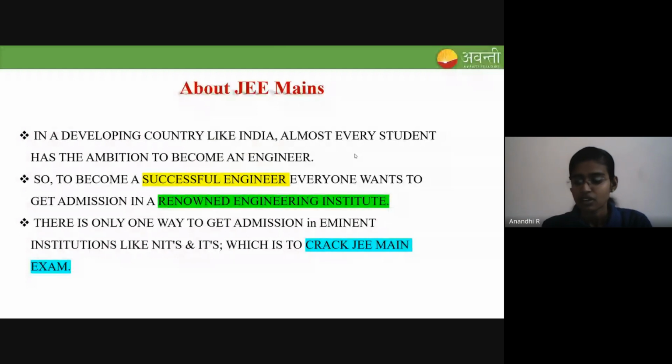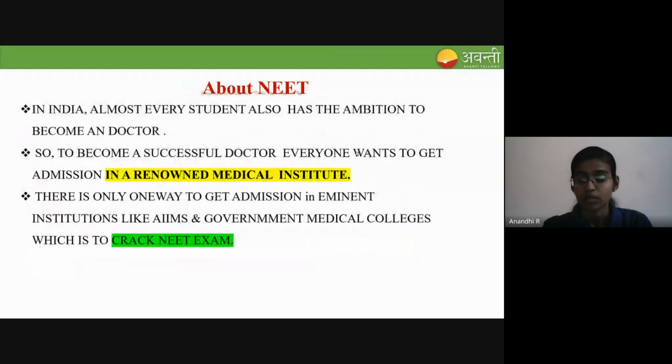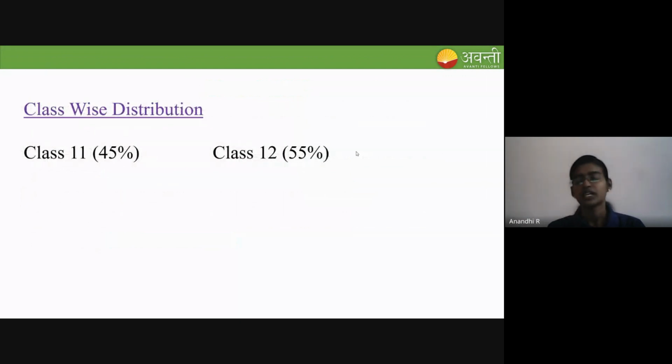Got it? And about NEET, most students in India also have an ambition to become a doctor. To get admission in an eminent institution like AIIMS and some government medical colleges, you have to crack the NEET exam. So these two are the criteria for a student to get into a renowned medical or engineering institution. Here we are going to discuss the JEE Mains and NEET class-wise distributions, the syllabus for JEE Mains and NEET, and the books that you have to follow for both.